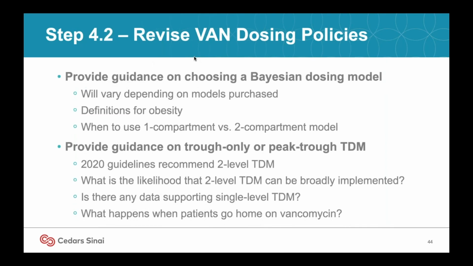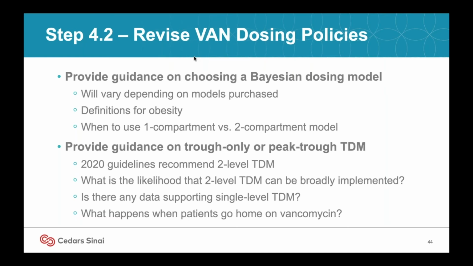Additional dosing policy updates will likely include guidance on choosing the right model within your Bayesian platform, particularly if you purchase multiple. For example, maybe you purchase a standard model, a complex or critically ill model, and an obese model. What patient populations do you apply these to? You want to have some standard processes in place so that the dosing is consistent across clinicians.